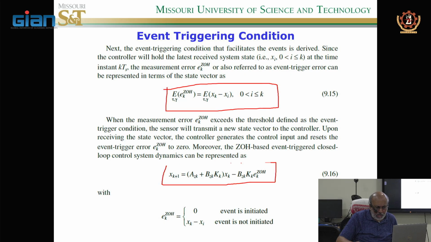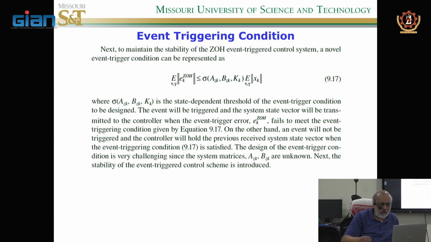Here is the closed loop dynamics. K is the optimal gain, AZK plus BZK. All the poles are on the left half of the S plane, and this system is driven by the event triggered error. That event triggered error becomes 0 at the event triggered sampling instant. So this system is asymptotically stable. Now you see that you construct the threshold, and the threshold is a function of AZK and BZK. If I don't know AZK and BZK, I cannot come up with the threshold.